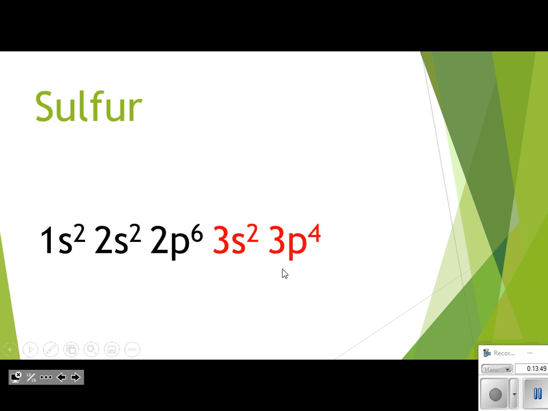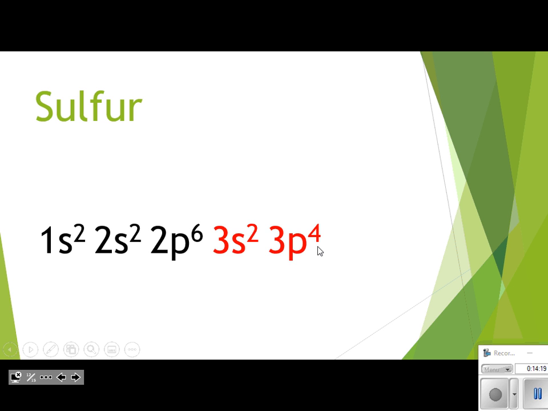what is my outermost energy level? Savannah, what's my outermost energy level? Okay, what is my outer level? It would be 3. Now, how many electrons are on 3 here? 6, right? Can we all agree with that?